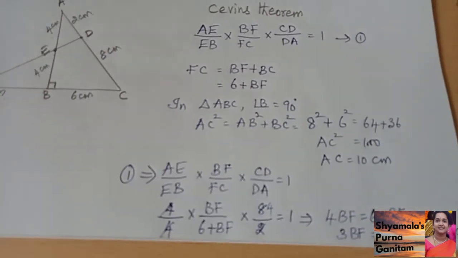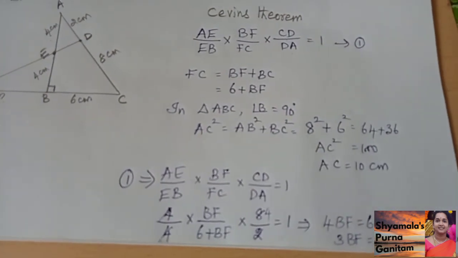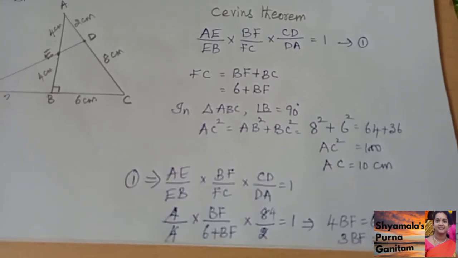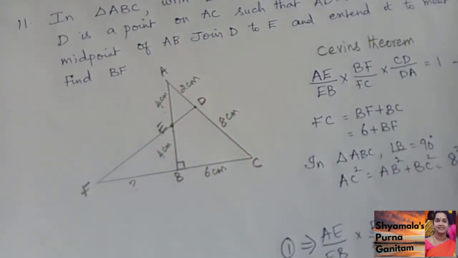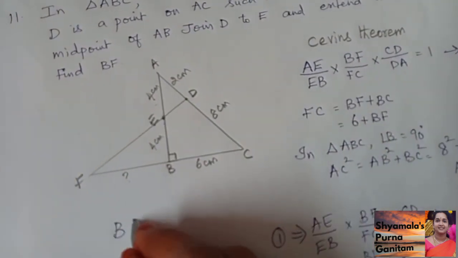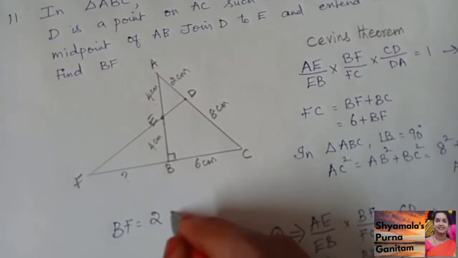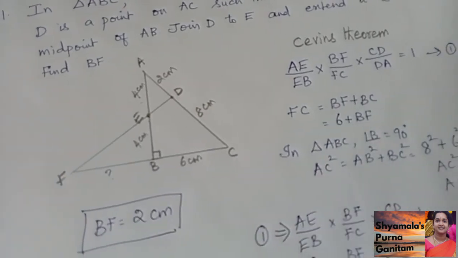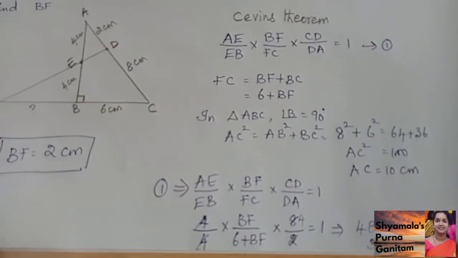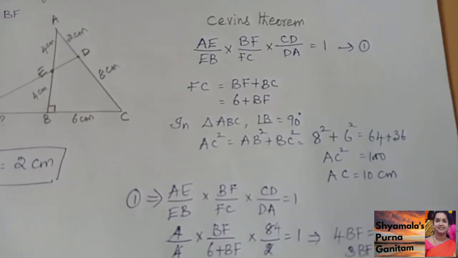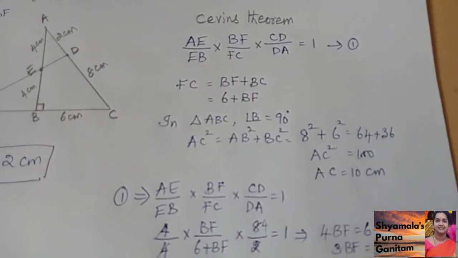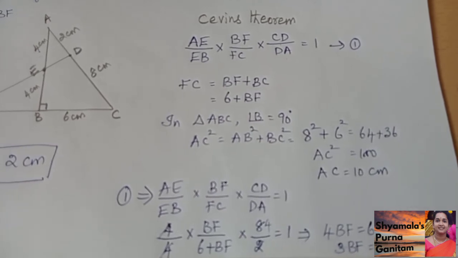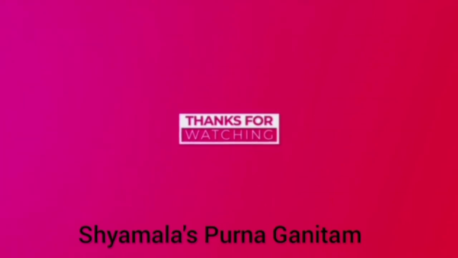So this is the value for BF. We are asked to find the value of BF. Find BF. So the value of BF is 2 centimeter. Okay, understood how we are getting this? We got BF as 2 centimeter. Okay, thank you.